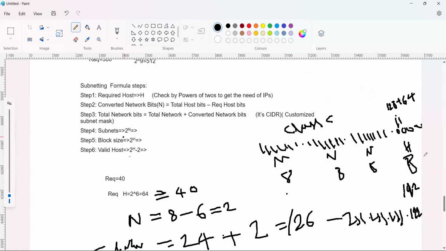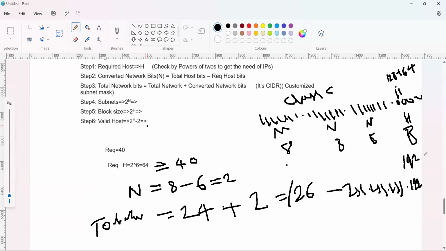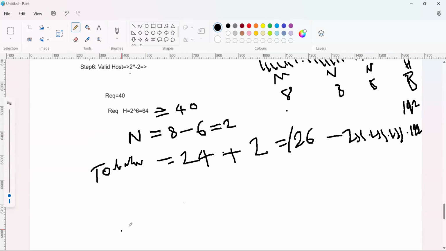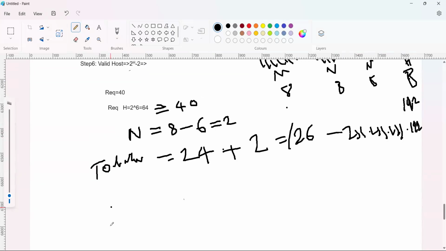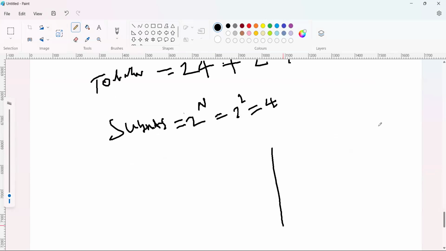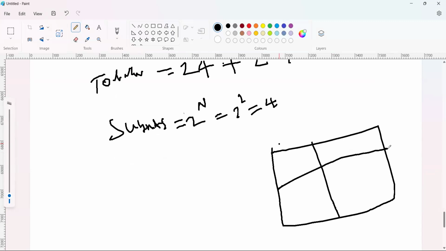And how many subnets do we have here? 2 to the power of n. The n value is 2. Total subnets are 2 to the power of n, so 2 power 2 is equal to 4. We have the block size here. This many, 4 blocks, we have.